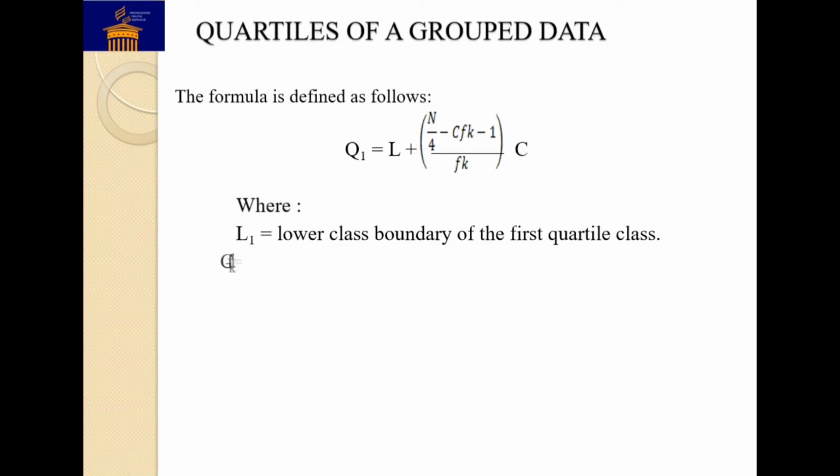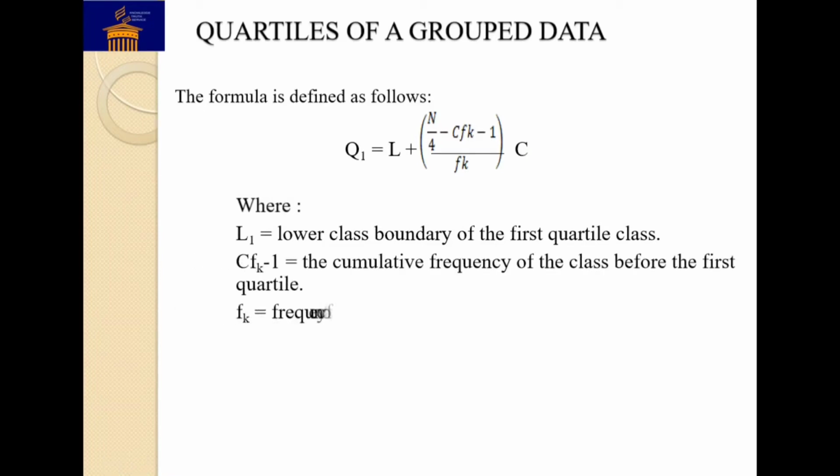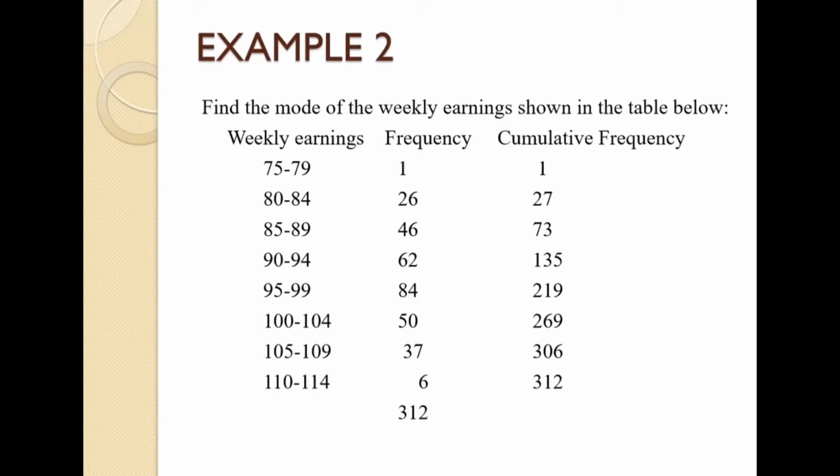Now let's look at this. So we can see the L1 representing the lower class boundary of the first quartile class. CF into K minus 1 is the cumulative frequency of the class before the first quartile class. And that's because we are dealing with the first quartile. So if we are dealing with another quartile, it's going to be of that particular quartile class. The frequency F of K represents the frequency of the quartile class. And your C represents your class size. Don't forget, your N represents your number of data.